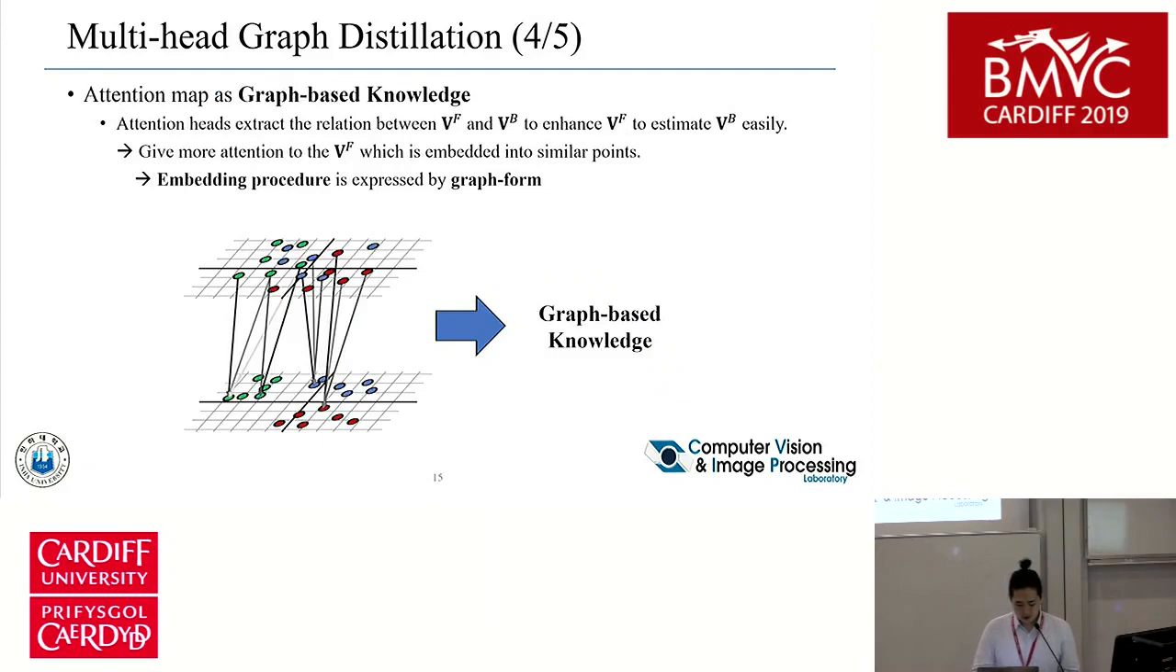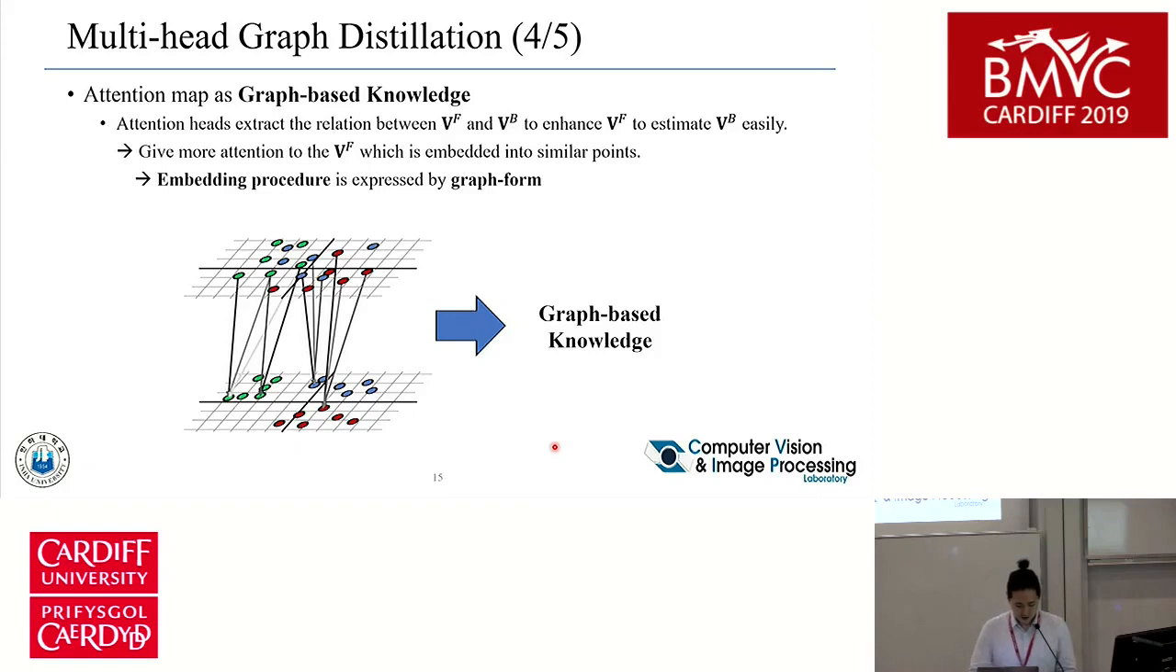Trained attention head computes the relation between front-end and back-end singular vectors. It means that they give high attention to front-end singular vectors, which are stored for estimating back-end singular vectors and embedded in a similar position. So the attention head can extract information about the embedding procedure between two sensed points in the neural network.